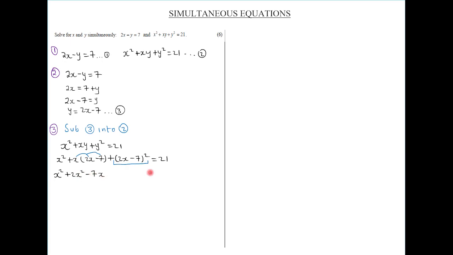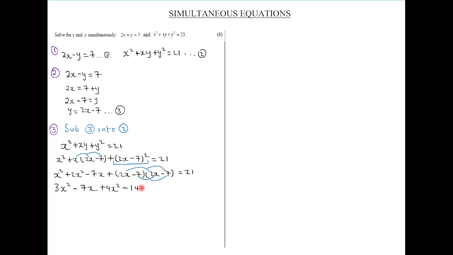Then here I still need to expand that, so it's (2x minus 7)(2x minus 7) equals 21. Now I need to multiply this thing out, right? This and that, and this and that. So I have x squared plus 2x squared, I have 3x squared, just to make things easy. Then here I have minus 7x. Then 2x times 2x is 4x squared. 2x times minus 7 is minus 14x.